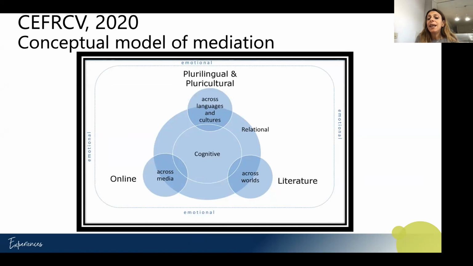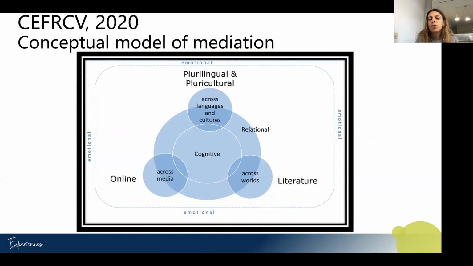Then, of course, we mediate across worlds. Consider, for example, the literature. When we approach a literature text, we mediate between our world and the world we travel to, thanks to the text, that could be a poem, that could be a literary text, a book, and so on. Then we mediate across media, so online, as I was saying, because, especially in this period, we convey our messages, our intentions, through the different online channels. That could be a platform, that could be some specific tools, that could be just a smartphone. So we need to facilitate this communication through certain channels that could be digital ones.